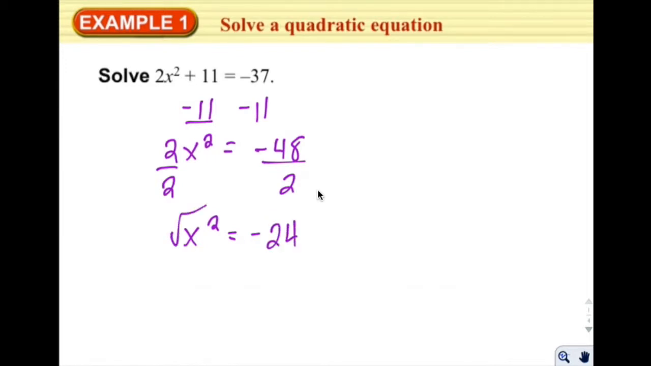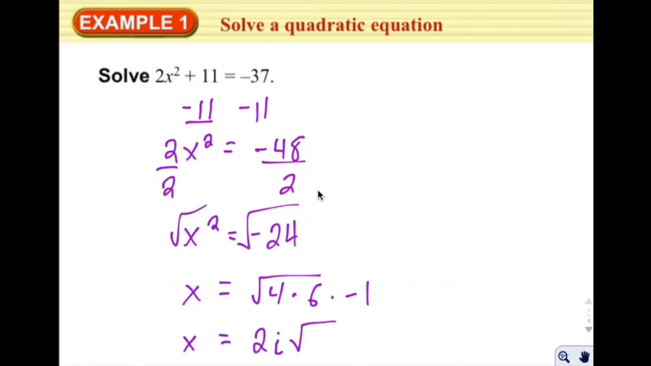And then I find the square root of both sides, which is x is equal to the square root of negative 24. I can say, what's the square root of 4 times 6 times negative 1? Now that negative 1 is important, so we'll get back to it. But I have x equals, pull out the 4, so that's a 2. Pull out the negative 1 as an i, and then square root of 6. So my final answer is x equals 2i times the square root of 6.